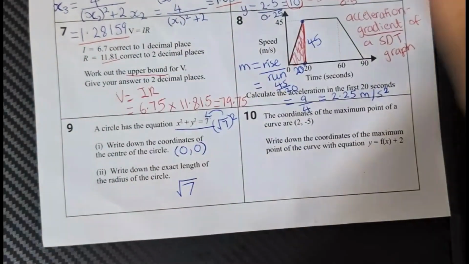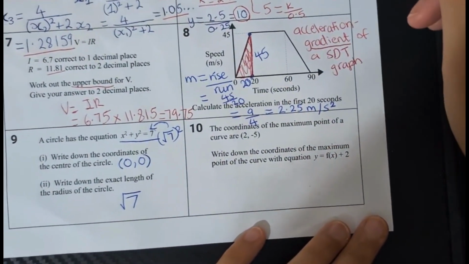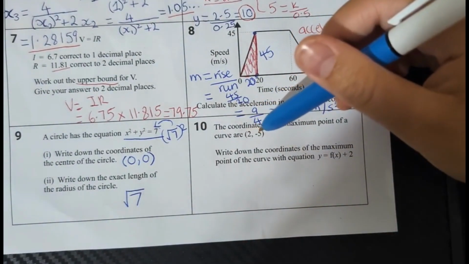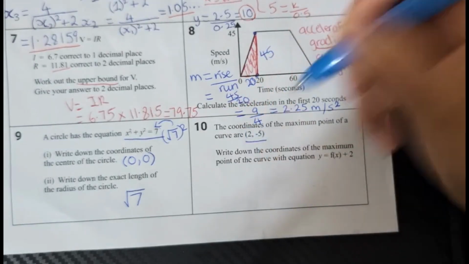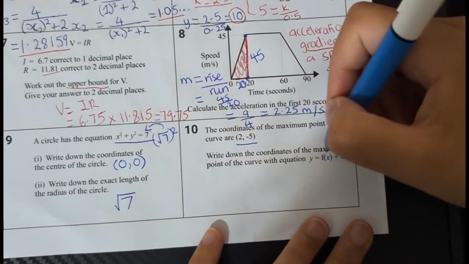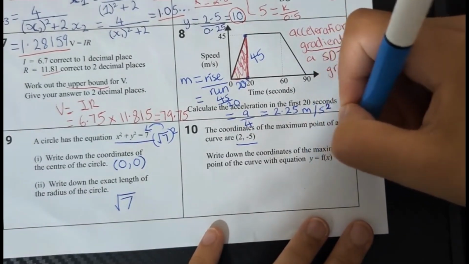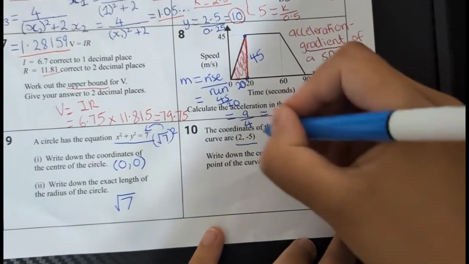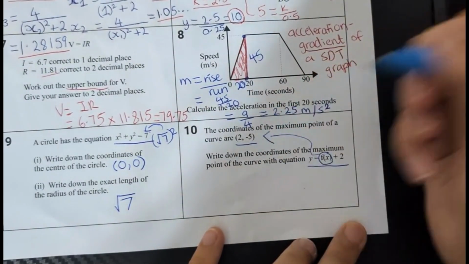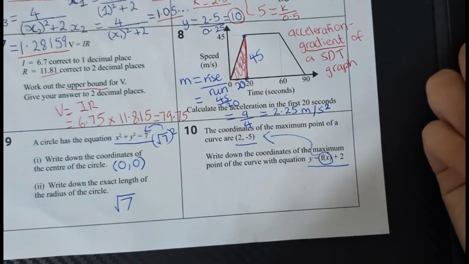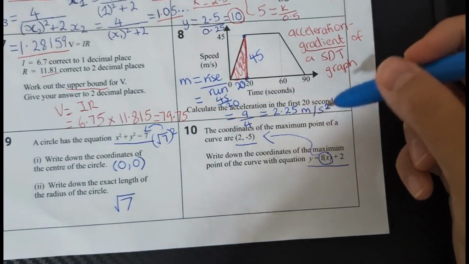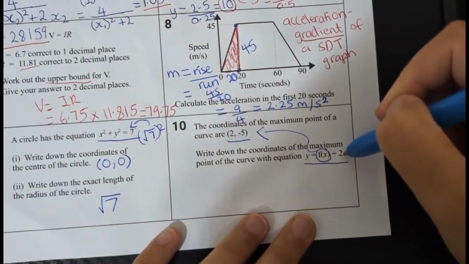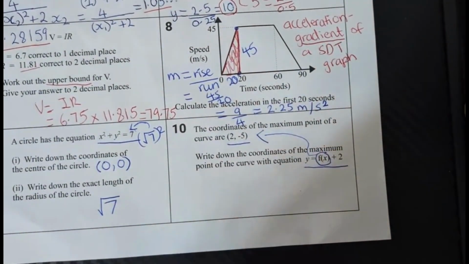Okay, and going over to question number 10 now. It is looking at the coordinates of the maximum point of the curve, which are 2 and -5. Write down the coordinates of the maximum point of the curve with equation y equals f of x plus 2. In this case, f of x is still the curve that they've mentioned, and your job now is to work out the coordinates of it after 2 has been added to that curve, but outside the brackets, not inside the function f of x.